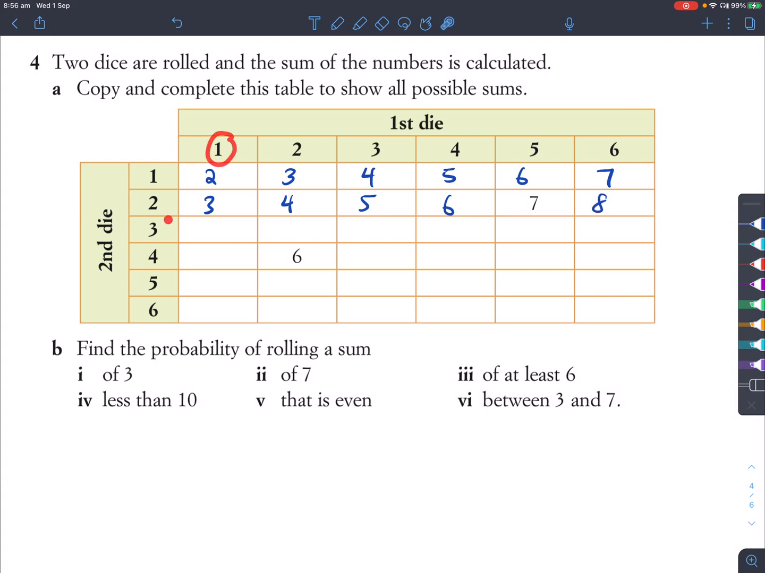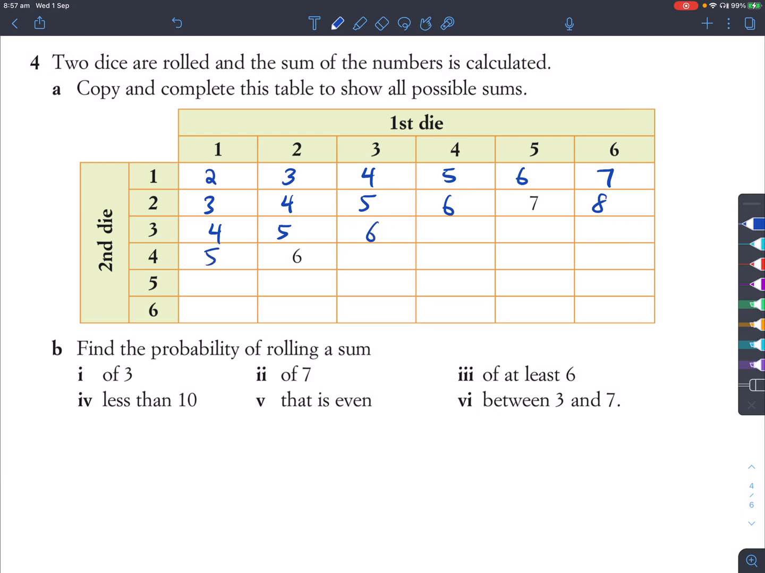Then if we add 1 plus 3 here, we get 4. And 3 plus 2, we get 5. And then what I want you to notice is a pattern here. If you look at these numbers diagonally, they're exactly the same. So these are all 3s, these are all 4s. So if you look at the next diagonal, these should all be 5s.